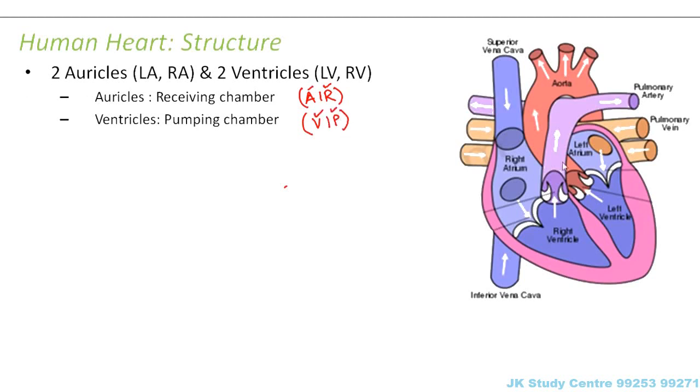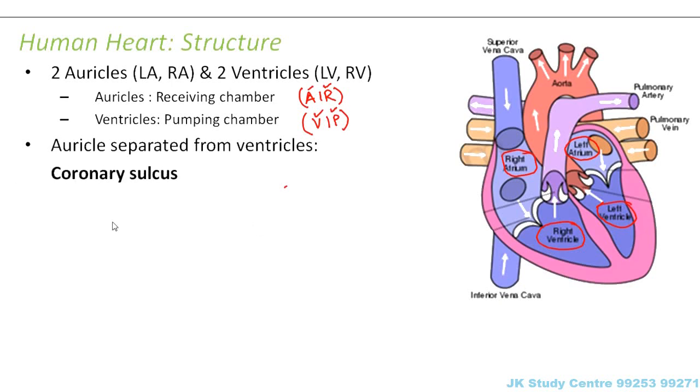Right, so here in this picture you can see the structure of the heart. This is the right auricle. Sometimes the auricles are also known as atrium. So atrium is another term for auricle. This is the right auricle, this is the left auricle, this is the right ventricle, and this is the left ventricle. Now the auricles are separated from the ventricles by the coronary sulcus. So there is a groove-like structure between the auricles and the ventricles, and that is known as the coronary sulcus.